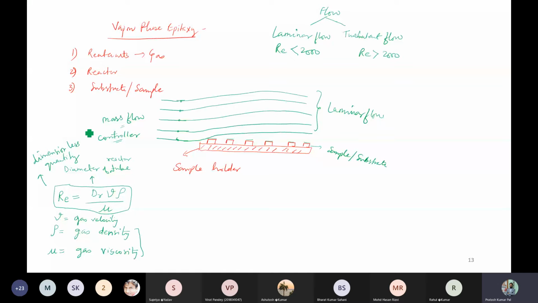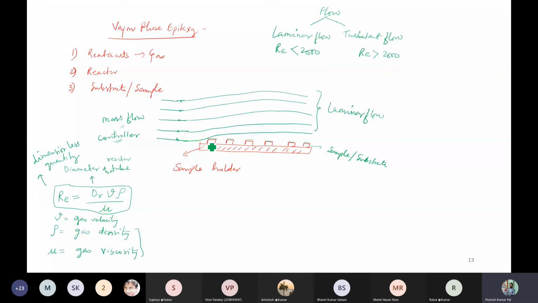So the only parameters here are the diameter of the tube or the velocity. This Reynolds number can be controlled basically by the velocity and the diameter of the tube. Velocity is one of the parameters. We will see how this velocity is going to affect the Reynolds number, and we should select this velocity such that the Reynolds number is always less than 2000.